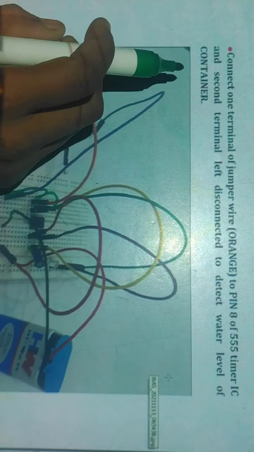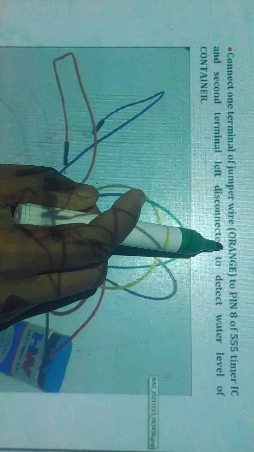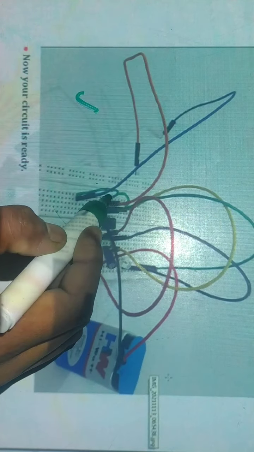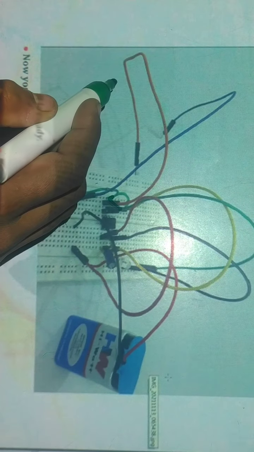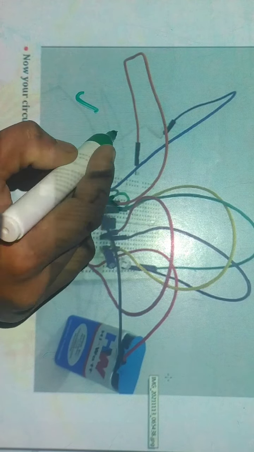Our next procedure is to connect one terminal of the jumper wire, the orange one, to pin number 8 of the 555 timer IC. One terminal of the orange one is connected to pin number 8 of the 555 timer IC, and the second terminal is left disconnected to detect the water level of the container. Now your circuit is ready.